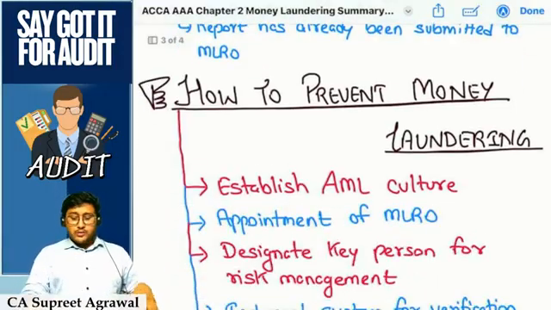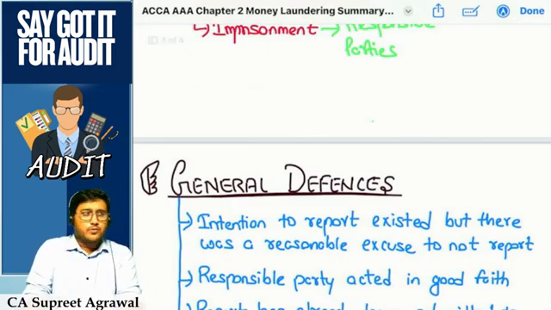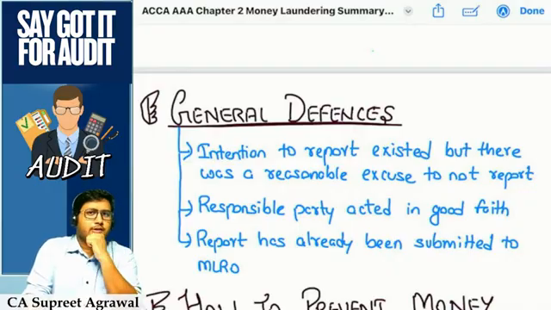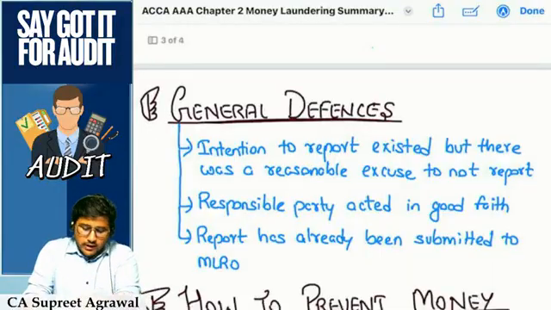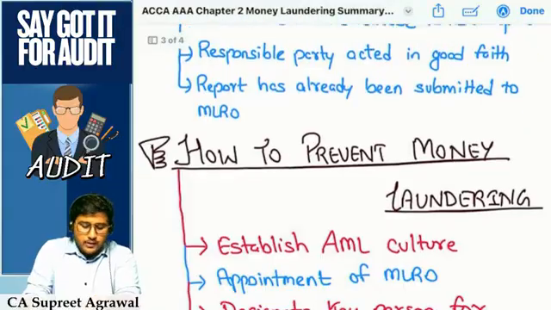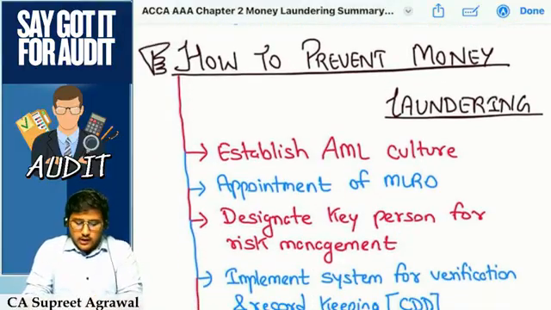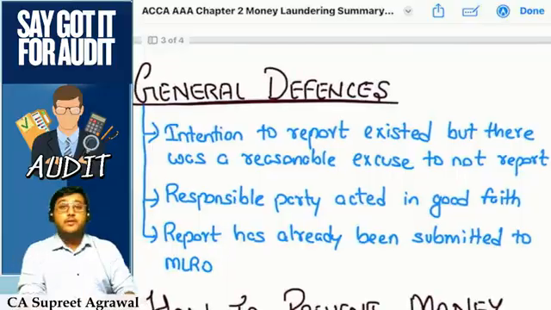Now, how to prevent money laundering? But before that, let's have a quick revision. What could be the general defenses? Intention to report existed, but there was a reasonable cause or reasonable excuse not to report. The responsible party acted in good faith, and a report has already been submitted to the MLRO, and the investigation is going on, and we will report more details as well. Now, how to prevent money laundering? You tell me. How do we prevent money laundering?